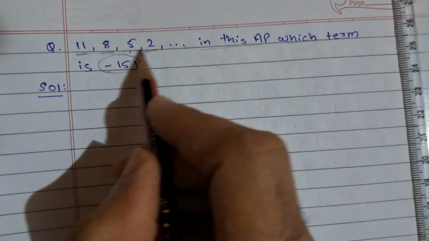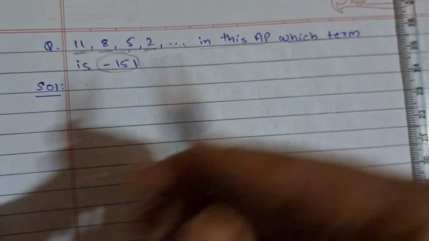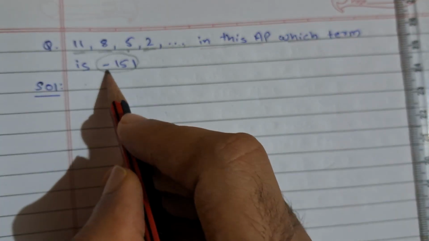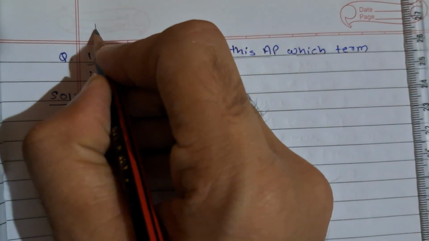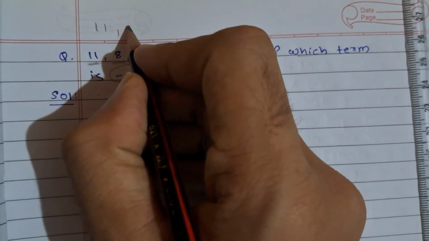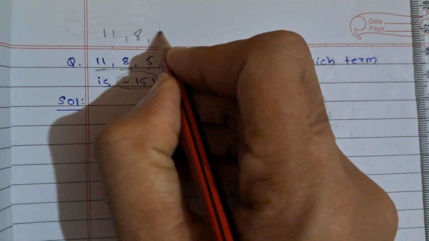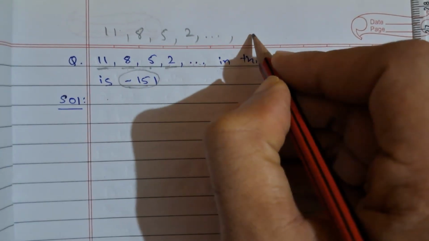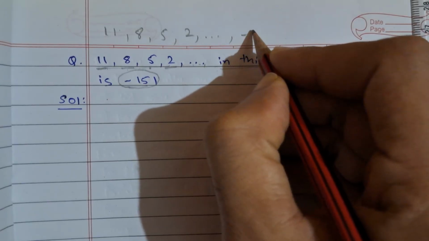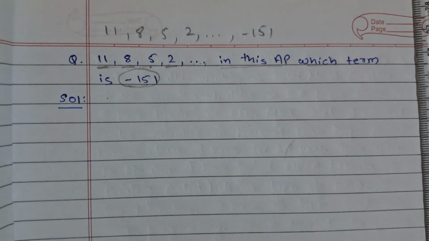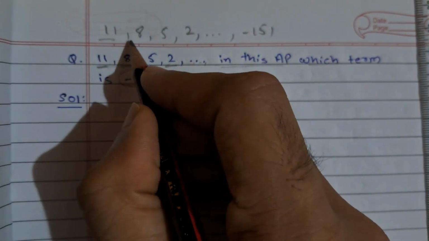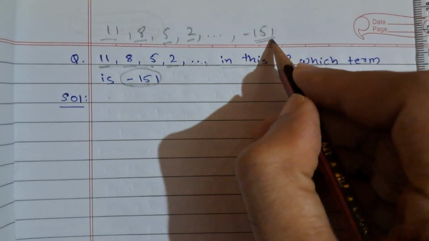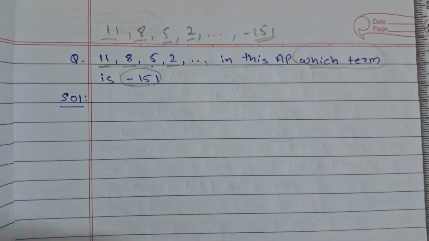Obviously, since it is decreasing, maybe it will go to negative numbers now. So in this list, somewhere or the other, you will see minus 151. So let me just write it like this: 11, 8, 5, 2, and let's say somewhere over here you get minus 151. This is your first term, this is your second term, this is your third term, this is your fourth term. Which term this is, is what the question asks.